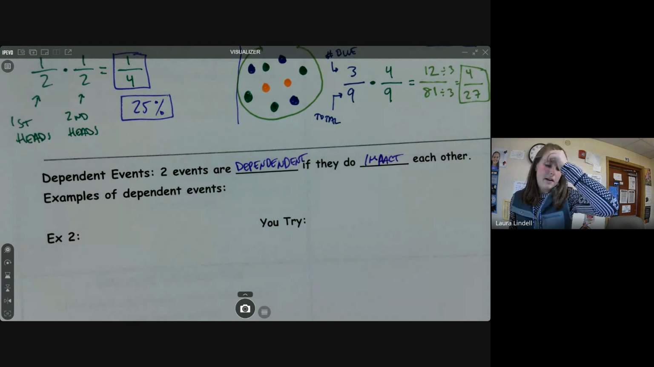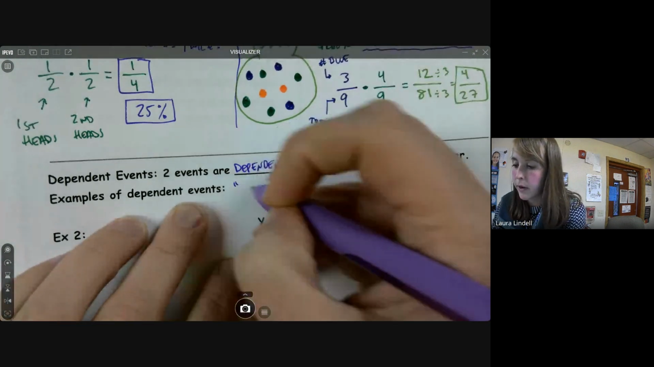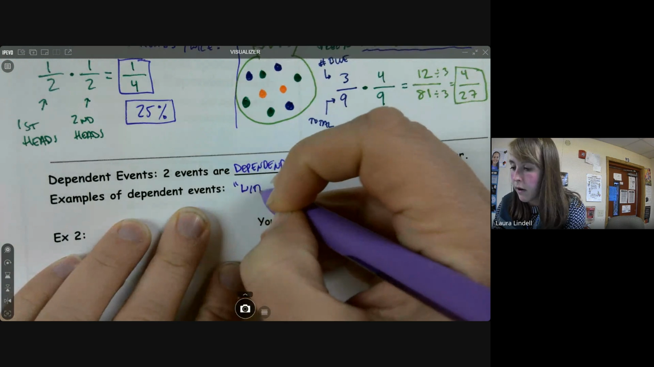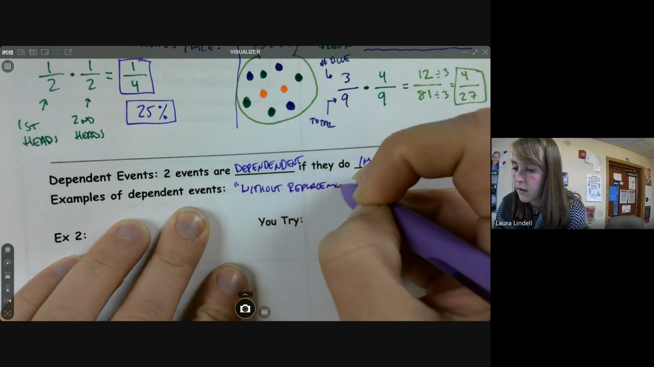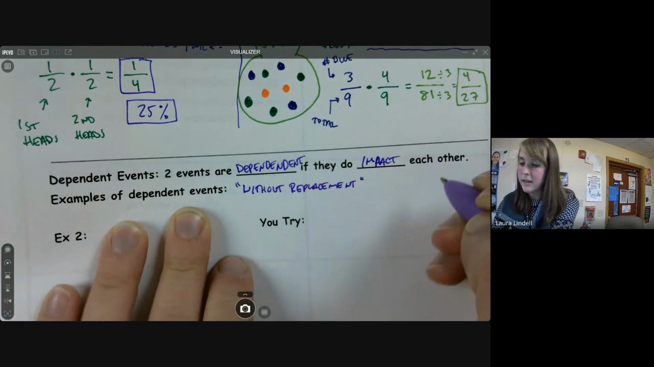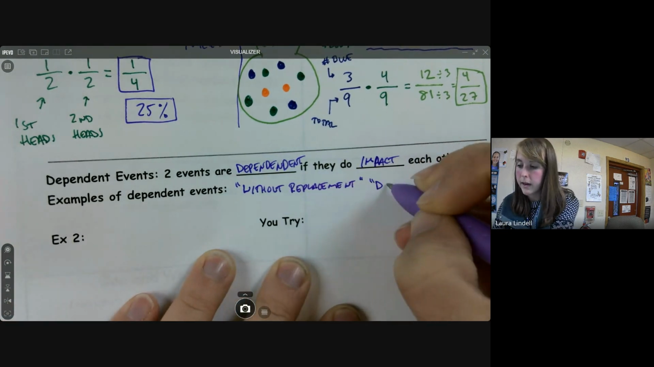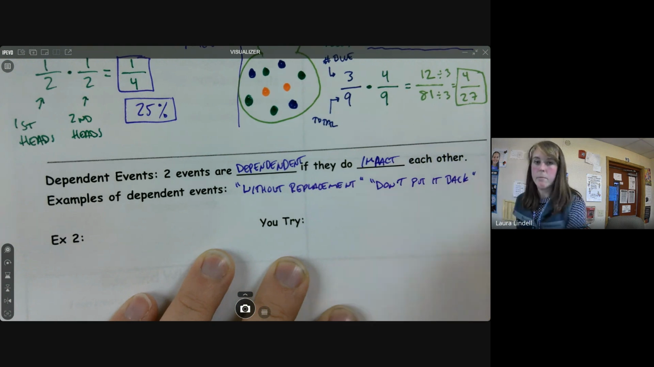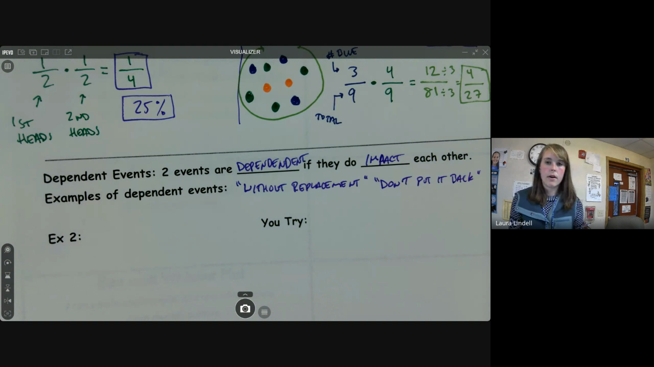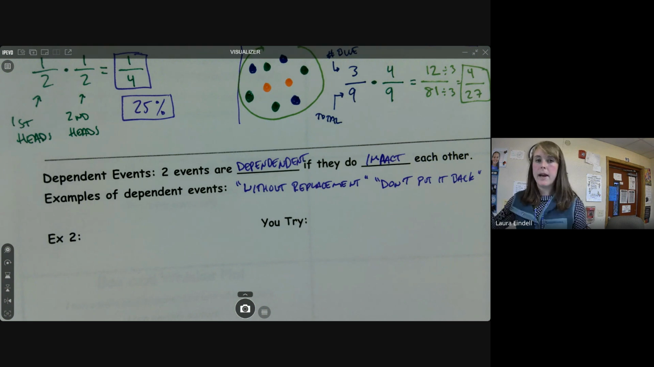Let's see. So some words that we're going to see for this: without replacement. So we had with replacement before. Now it's without replacement. Or if you see something like don't put it back. Like I picked a sock from the drawer and then I kept it out, or I didn't put it back, and I picked another sock. Or I picked a marble out of a bag and I didn't replace it and I picked another marble, that sort of thing.